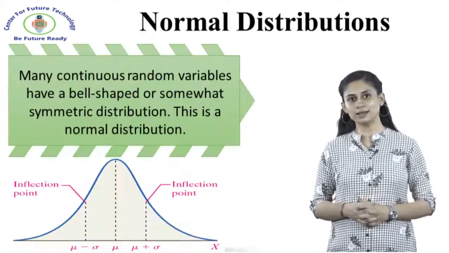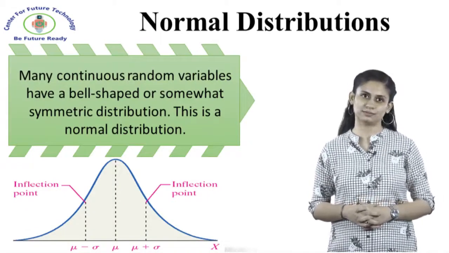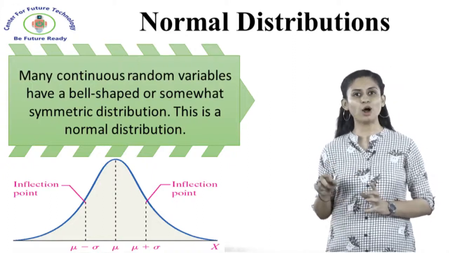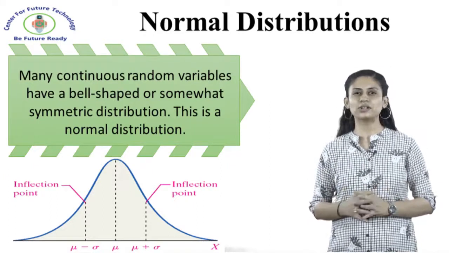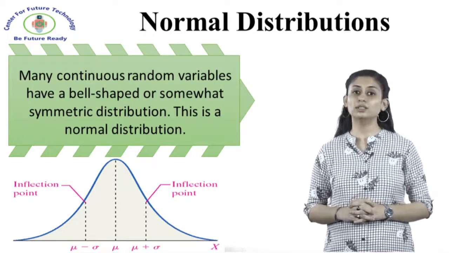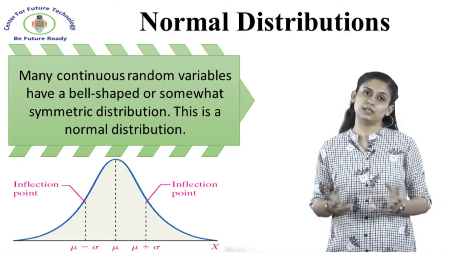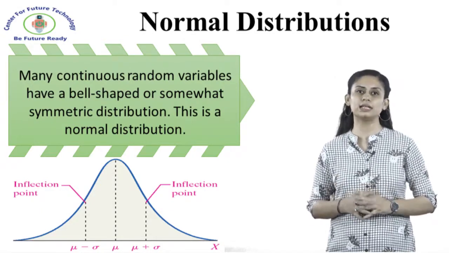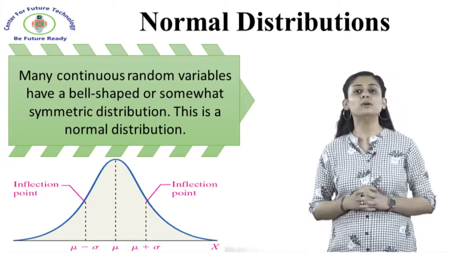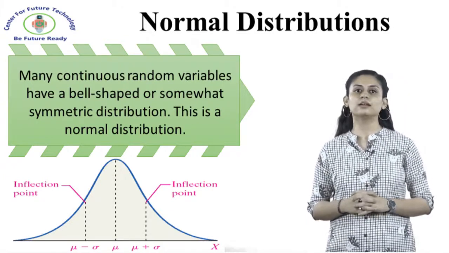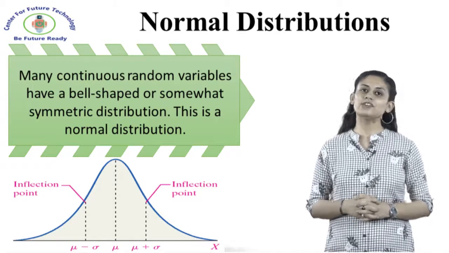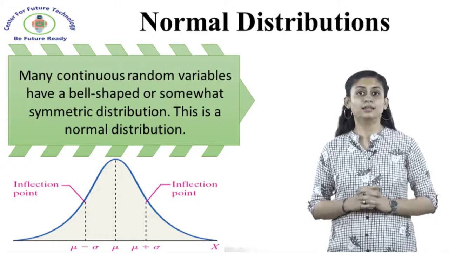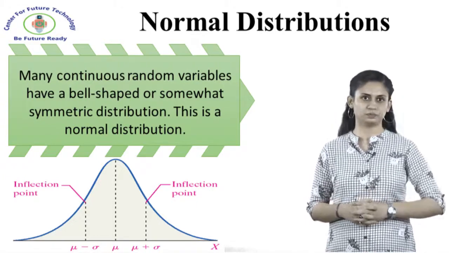The next one is normal distribution. Many continuous random variables have a bell-shaped or somewhat symmetric distribution. This is a normal distribution. In other words, we can say that the probability distribution of its relative frequency histogram follows a normal curve. The curve is bell-shaped, symmetric about the mean and defined by mu and sigma. That means the mean and standard deviation.